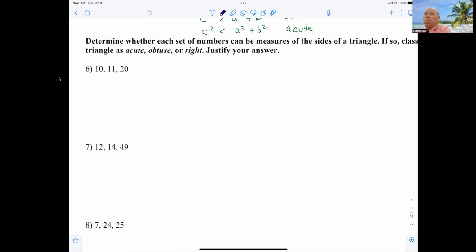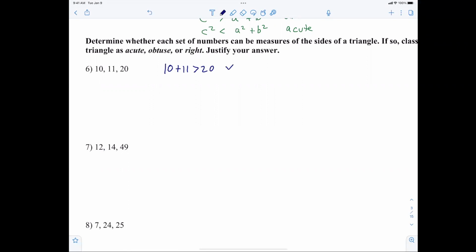So if you want, we could just say that 10 plus 11 is greater than 20. So if you want to make that note to yourself, that's fine. 10 plus 11 is greater than 20. So yes, it's possible to make the triangle.